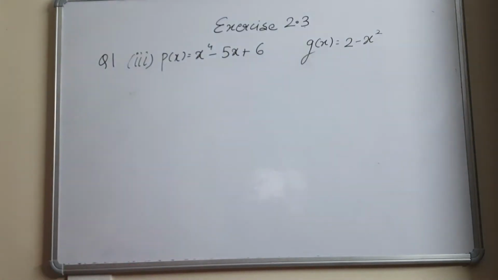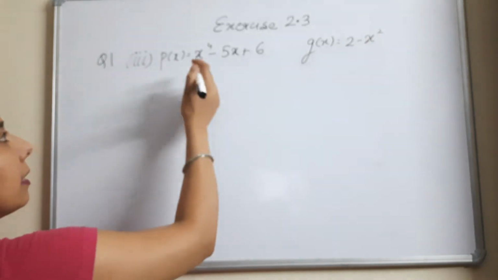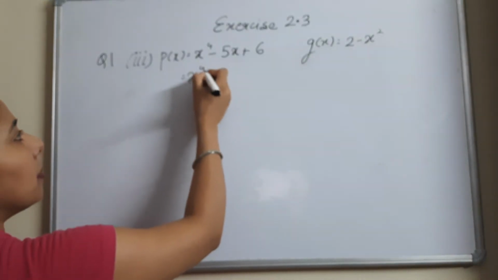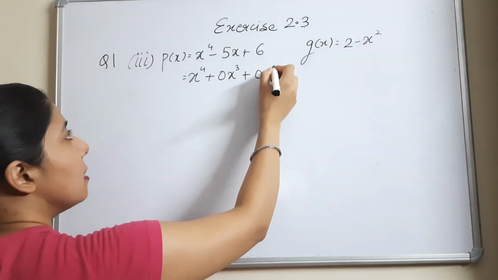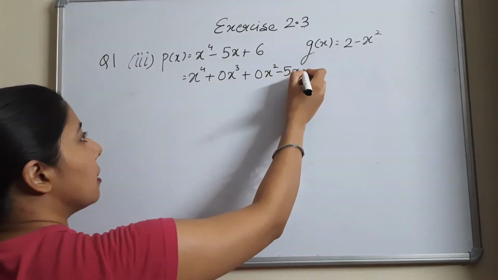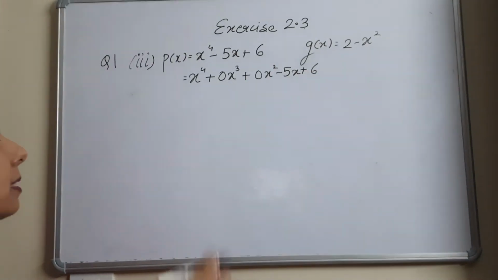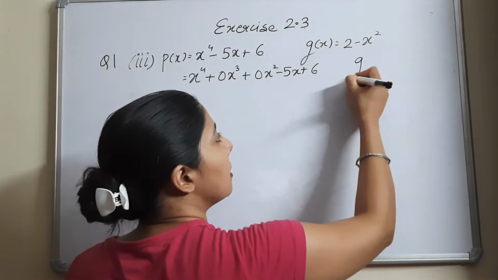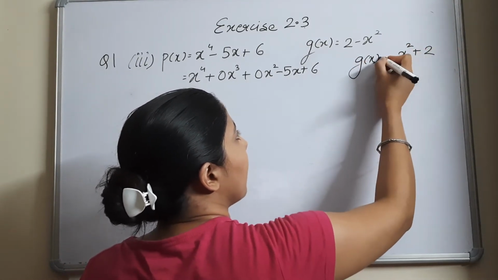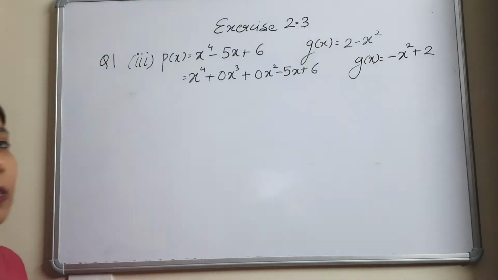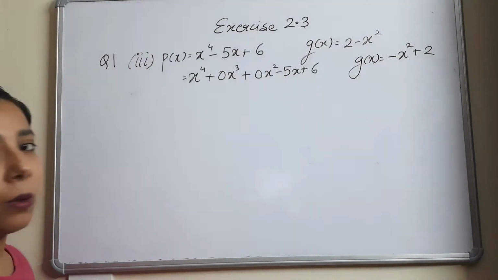So first of all we will check all the degrees, and for better calculations you will write the missing degrees as 0x³, 0x². This is just for making the calculations easy. You will write 0 for those degrees which are absent. Now write here g(x) as minus x² plus 2. Make it in correct order. There is no need to write the missing degrees. The only need is to fill all the degrees in the p(x) only.